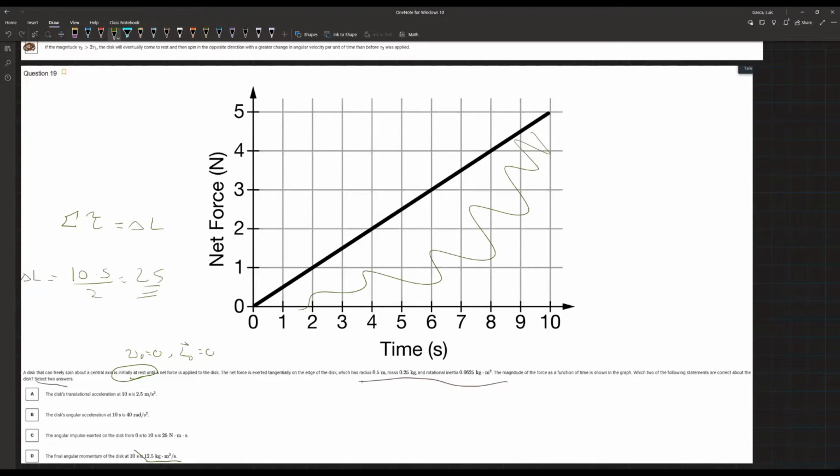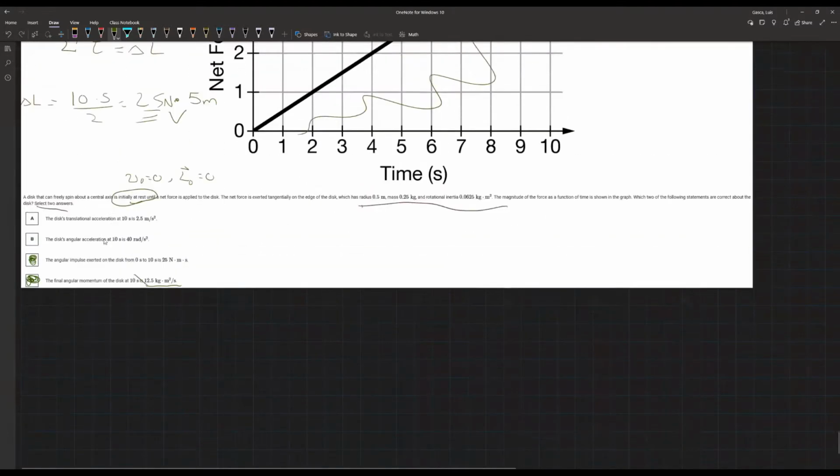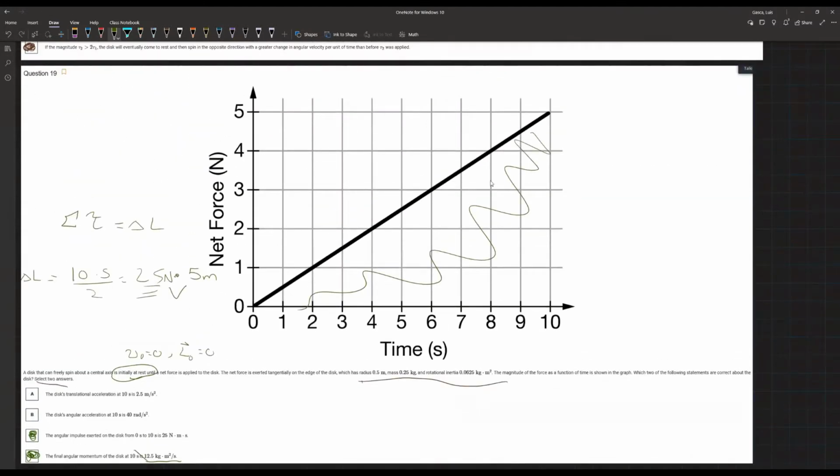The angular impulse exerted on the disk from 0 to 10 seconds is 25 Newton meter seconds. That is correct. And then let's see here. The angular acceleration. Oh, I missed radius. Oh, shoot, get wrecked. That is correct. Thank you. And that is why. You're awesome. That is correct. So D is our best answer choice as well. Ooh, good. All right. I want to calculate slopes and then all that jazz.